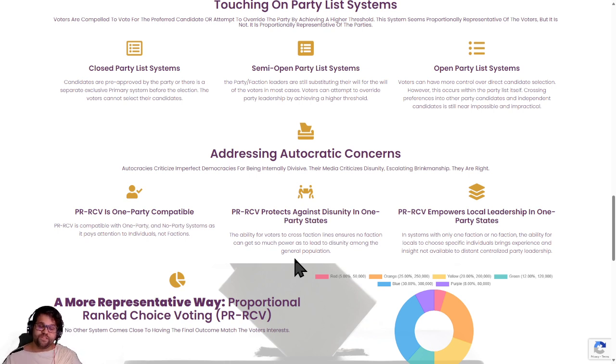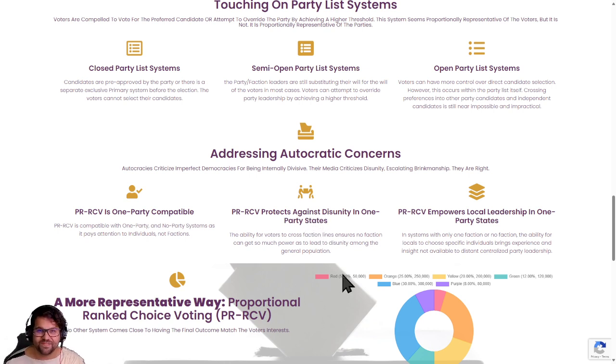So in states with only one faction or no faction, the ability for locals to choose specific individuals brings experience and insight not available to distant centralized party leadership. So if the goal of centralized party leadership is for everyone to be on the same team, which they are because you are a one-party system, you can still give choice to the locals, which you effectively do within a block voting system, but you can do that within proportional ranked choice voting as well by just having no parties. And as long as everyone can run for office who wants to run, and everyone can vote who wants to vote, you can still end up with a cohesive system that works together and is extremely representative.